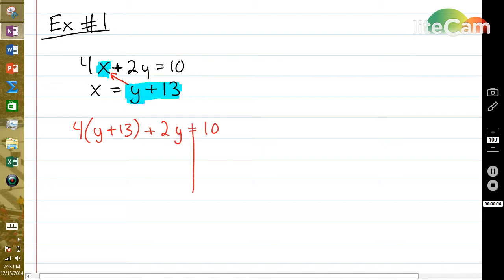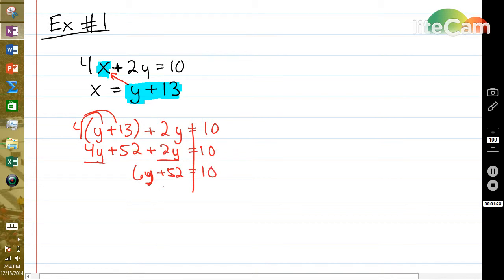In order to solve this, we must distribute the 4 to both terms. 4 times y is 4y. 4 times 13 is 52. Bring down plus 2y and 10. From there, combine like terms. 4y and 2y add up to 6y, plus 52 equals 10.